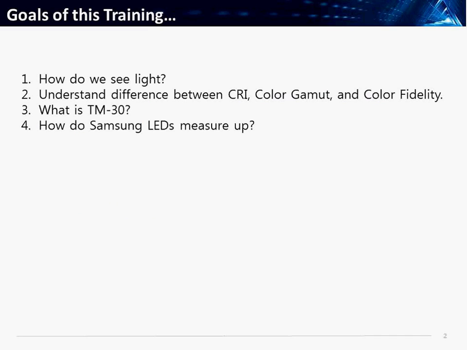Today's training is very simply, how do we see light? Give us a little bit of understanding about what's involved there. And also understanding the differences between the current CRI and the color fidelity and color gamut that are going to be part of the new TM30 method. Then exactly what is a TM30? What does that mean, TM30? And what's that about? And then we'll go a little bit about how our LEDs measure up to this new standard.